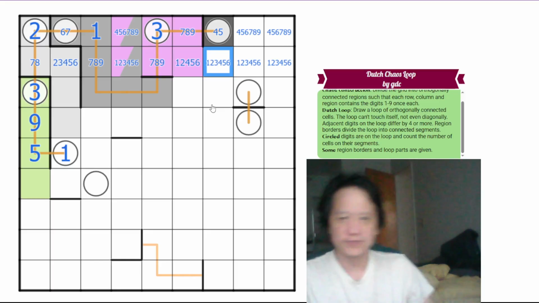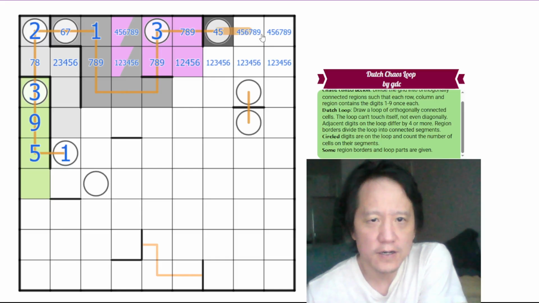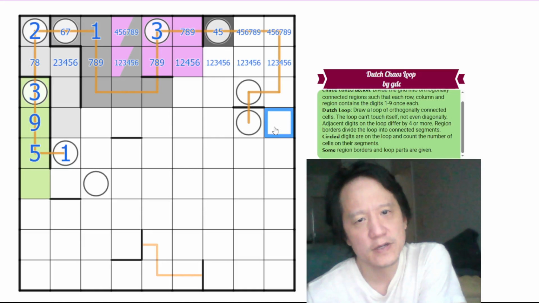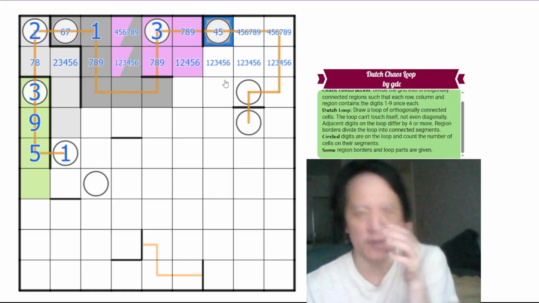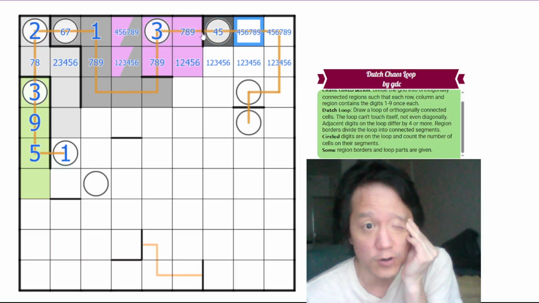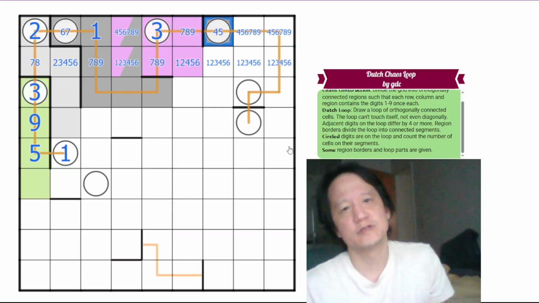Why? Let's go this way, go that way. Cannot go this way, could go this way. But this can't ever be 5, because it would have to be next to 9 and 1 in the same row. And neither of these could be 9. So this must make this as 4.